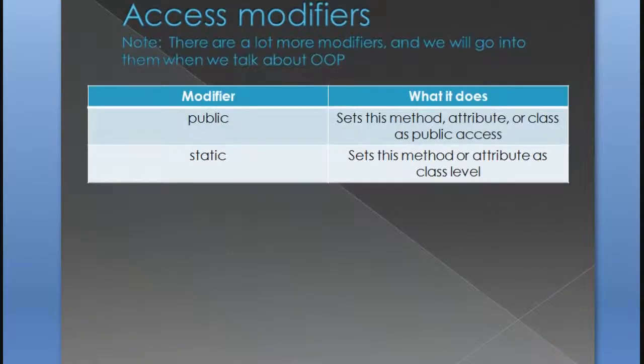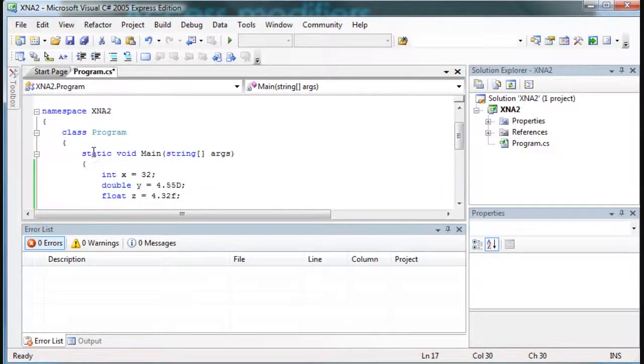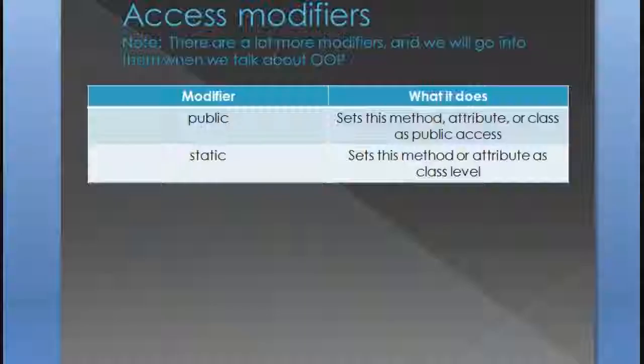So let's talk about the access modifiers first. Note, there are a lot more modifiers than you see here, and we'll go more in depth on those when we talk about OOP. But I'm only going to be talking about these two because you have already seen these two. This method has static, and it's implied that it's public. So let's just go over public and static for now, and we'll go over the rest of them later on.